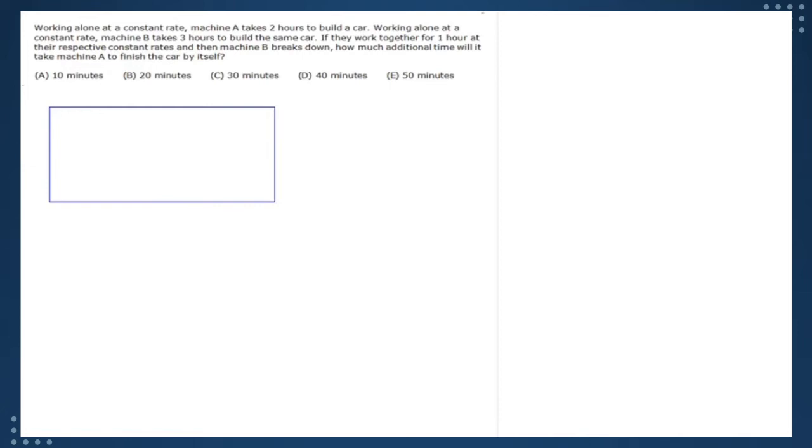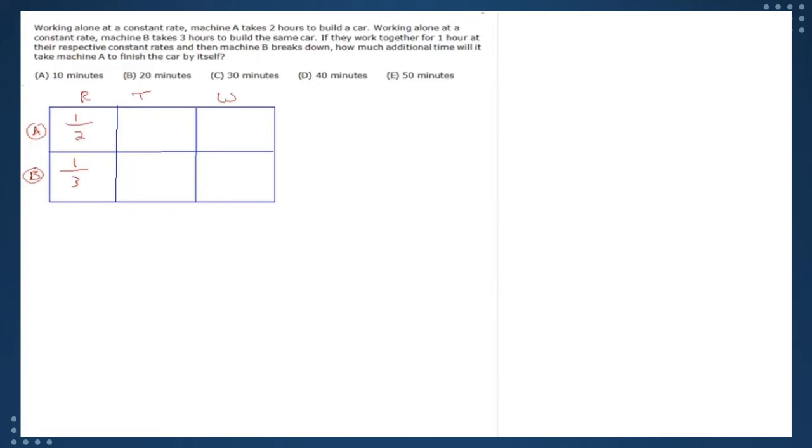This is definitely a variation of what you just saw. So what we have here is two machines, machine A, machine B, and we have a rate, we have a time, and we have a work. Now machine A's rate is 1 over 2. Machine B's rate is 1 over 3. And they're working for 3 hours to build the same car.